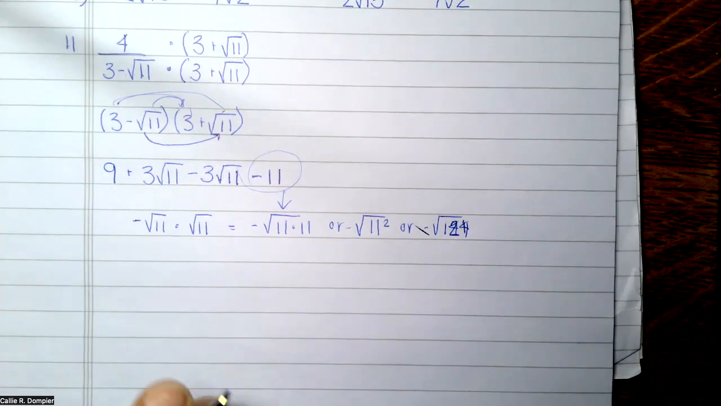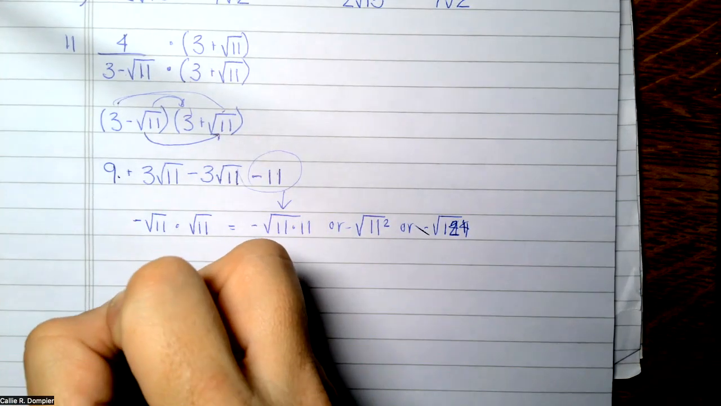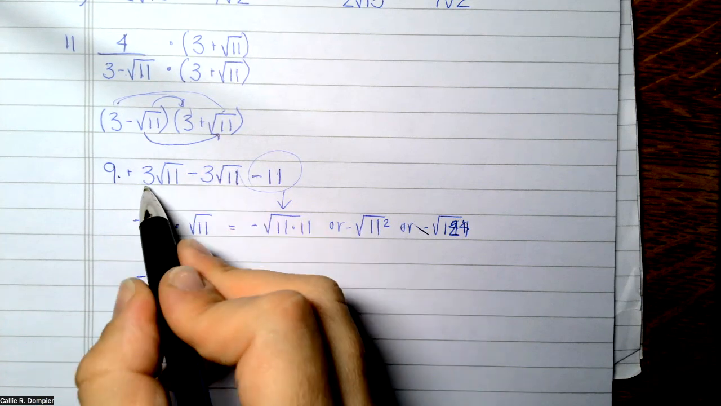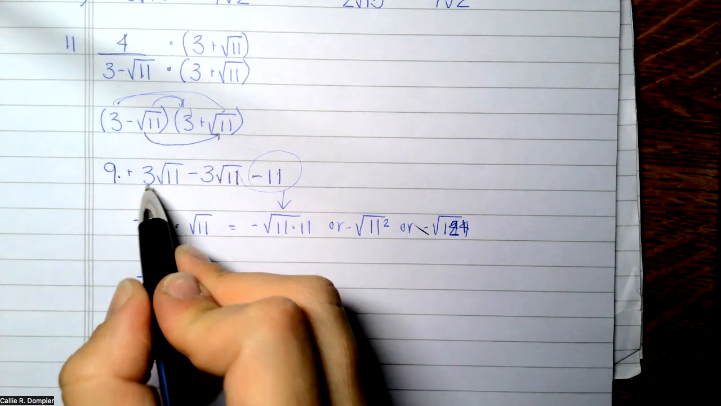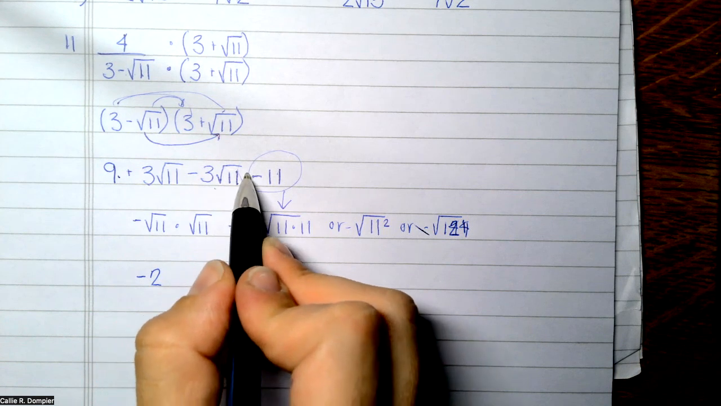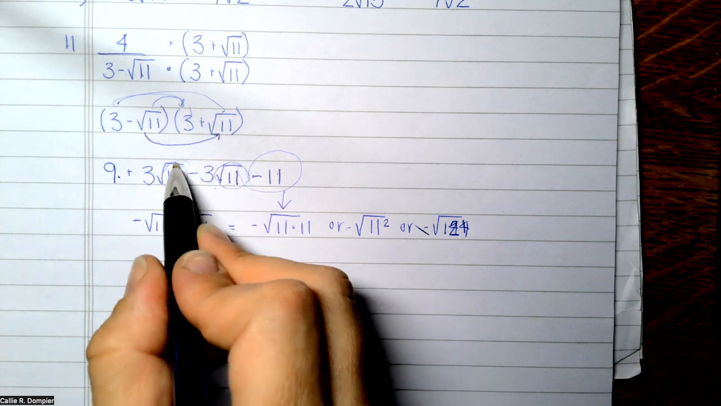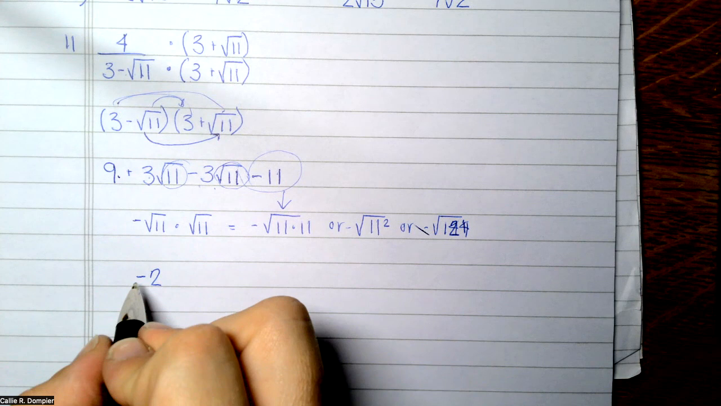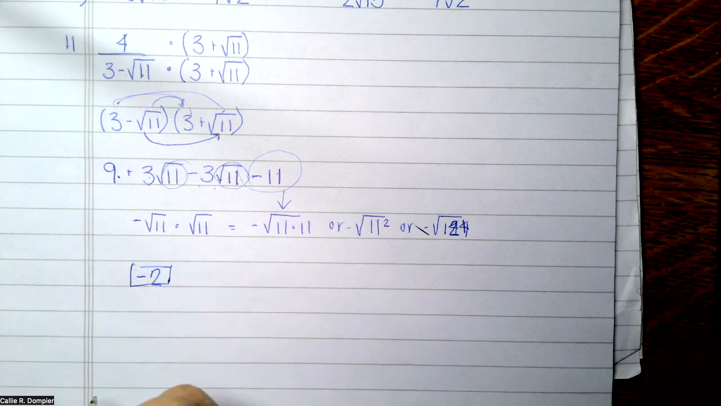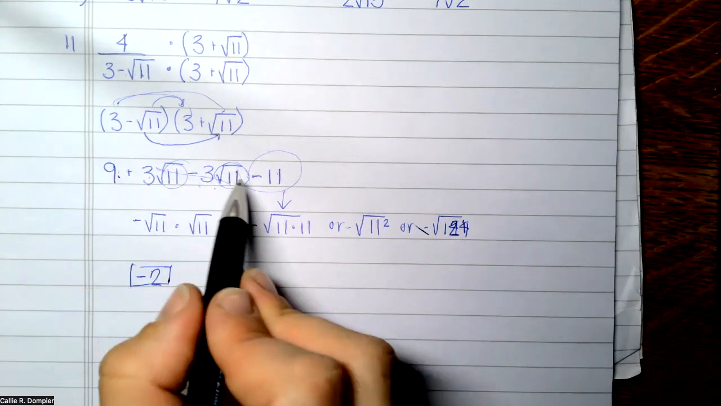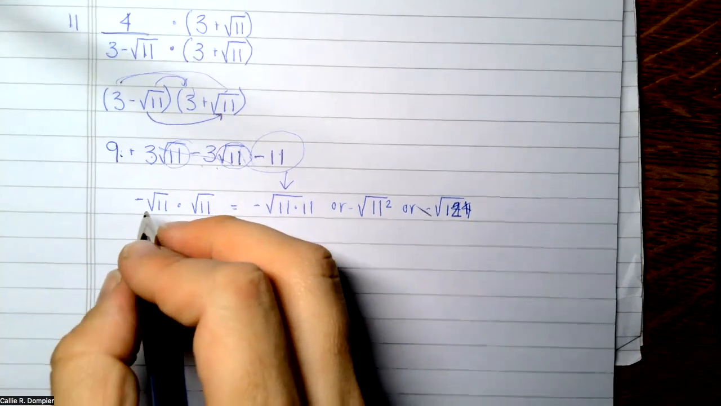Okay. So now I can add 9 minus 11 is negative 2, plus 3 square root 11 minus 3 square root 11. If they have the same square root, I can just subtract them. 3 minus 3 is 0. So my final answer is negative 2. Those two canceled out. 9 minus 11 is negative 2.